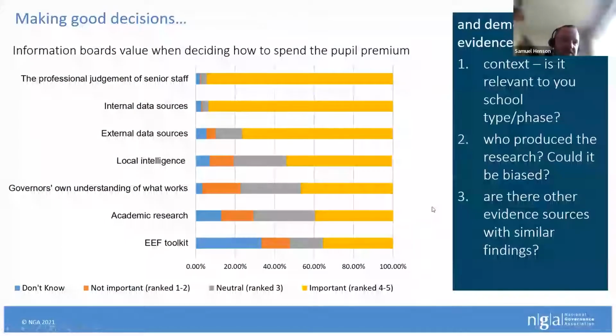Okay, so this next slide is all about making good decisions and demonstrating the evidence, and it shows you the information that boards value when they're making those decisions. And the evidence clearly has to be rooted in reality and the context of today, but be meaningful. Our spotlight on disadvantage work showed that leaders and governing boards can be quite inward looking sometimes when it comes to this, favouring the judgments of staff and internal sources of data when deciding how to spend.